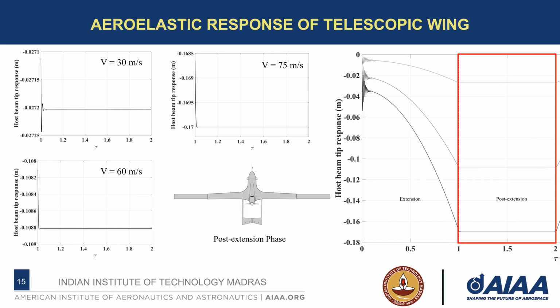In the post-morphing phase, both beams show a transient oscillating response, which gradually decays to a steady-state response. For low free stream velocity, the oscillatory or transient phase in the post-morphing phase is observed to sustain for a longer time period.